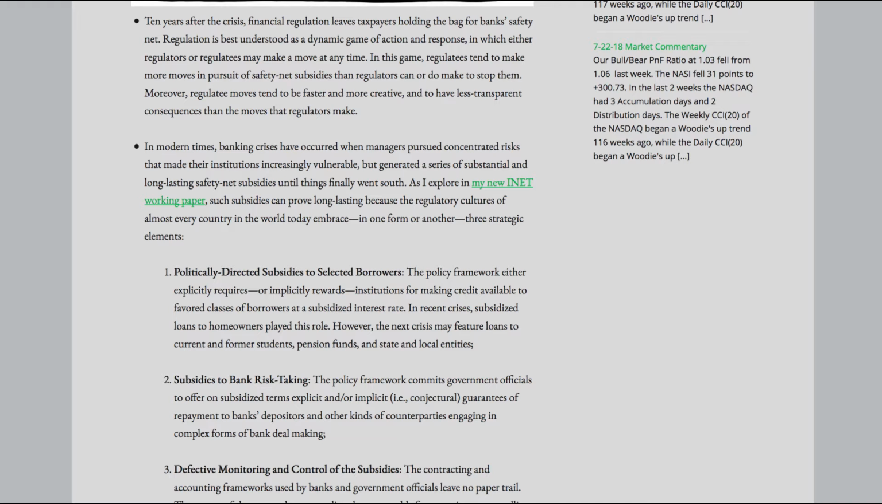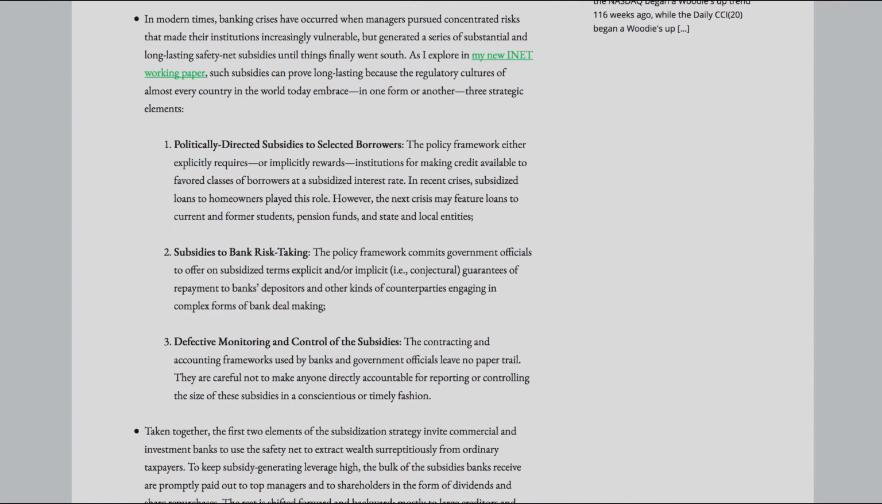In modern times, banking crises have occurred when managers pursued concentrated risks that made their institutions increasingly vulnerable, but generated a series of substantial and long-lasting safety net subsidies until things finally went south. As I explore in my new INET working paper, such subsidies can prove long-lasting because the regulatory cultures of almost every country in the world today embrace, in one form or another, 3 strategic elements.